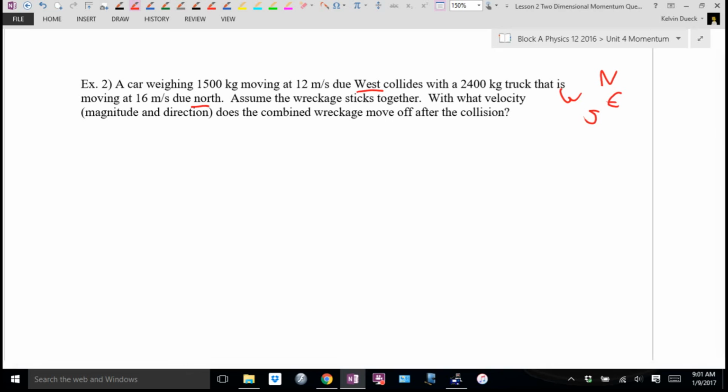Assume the wreckage sticks together, inelastic. With what velocity does this move? Okay, they want me to find the final velocity. Is there a collision? Yep. Well, that's a job for the law of conservation of momentum.